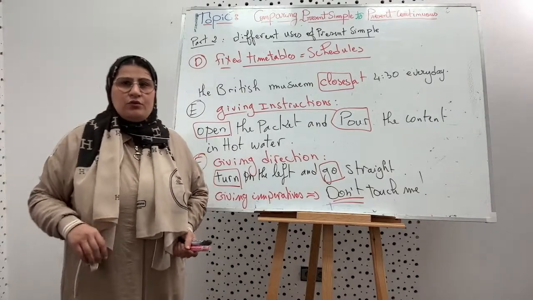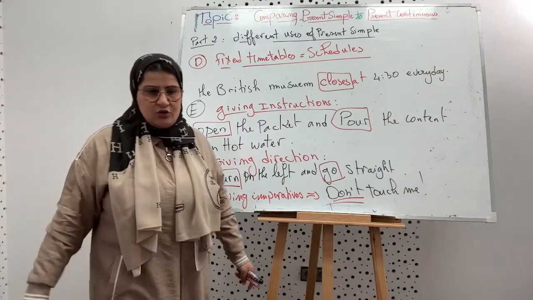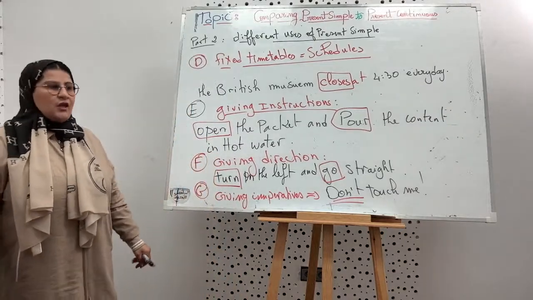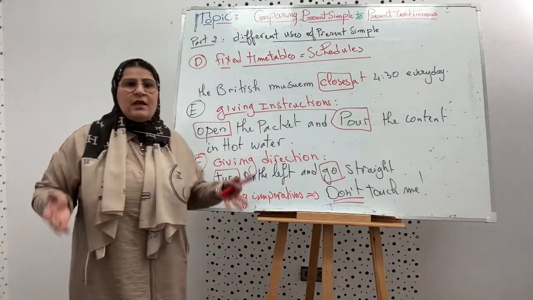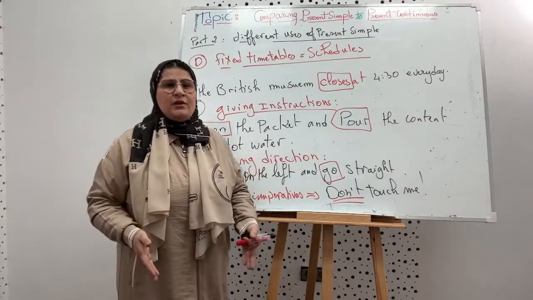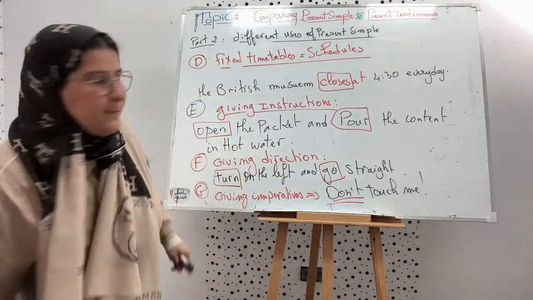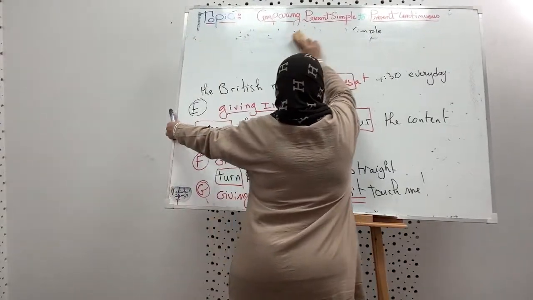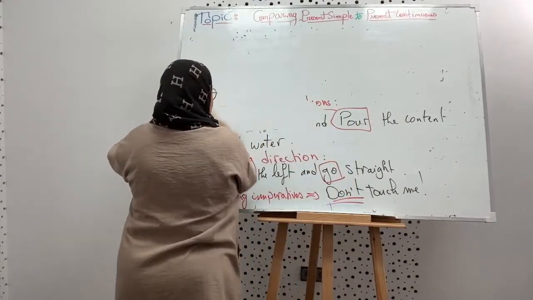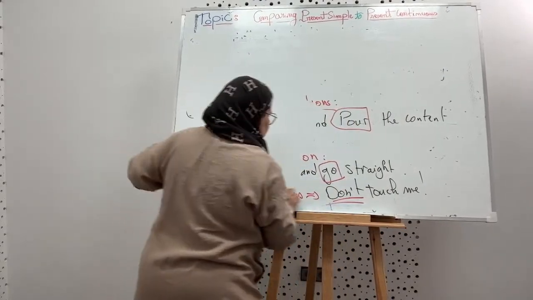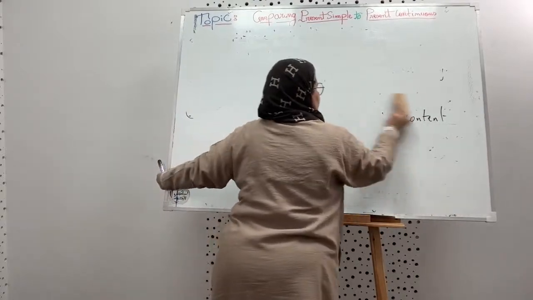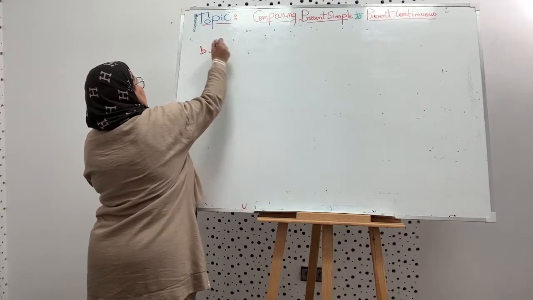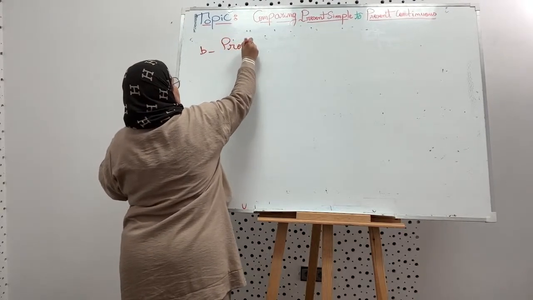Now let's focus on the different uses of the present continuous. One of the basic uses of the present continuous is when we describe an action that is happening right now or at the time of speaking. So part number 2, B, present continuous.